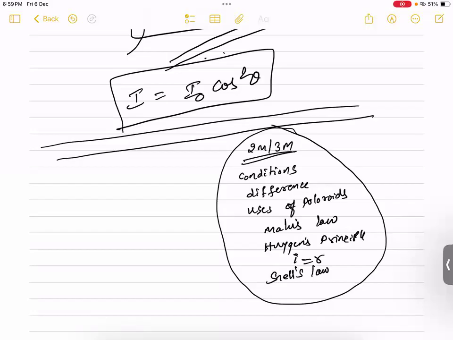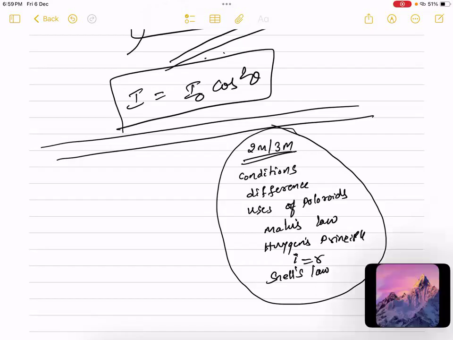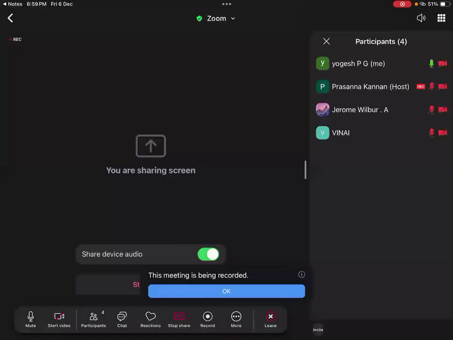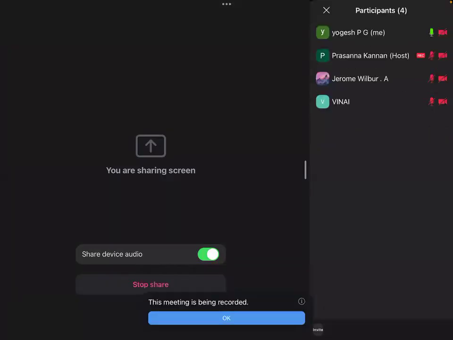Have you got this point, students? Have you got the concept, Jerome? Yes, sir. Okay, I will send the notes of this wave optics. You can take them from sir, and please study those wave optics concepts, the simple ones. If you have any doubt, you can discuss in the next session.